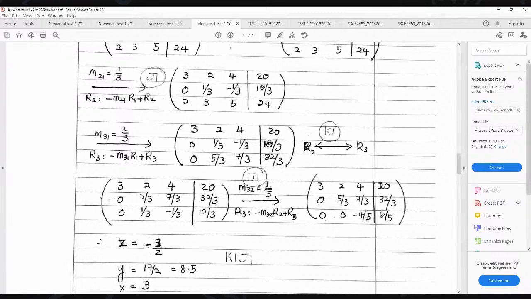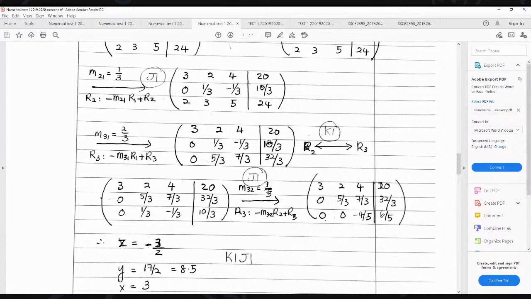Now why do we need to change row 2 and row 3? Because A32 is much bigger than A22. What is Gauss elimination with partial pivoting? We need to divide by a big number. So don't focus on row 1. Row 1 is static, but row 3 will be changed to 0. So in this case, you need to do M32. What is M32? It is A32 divided by A22.